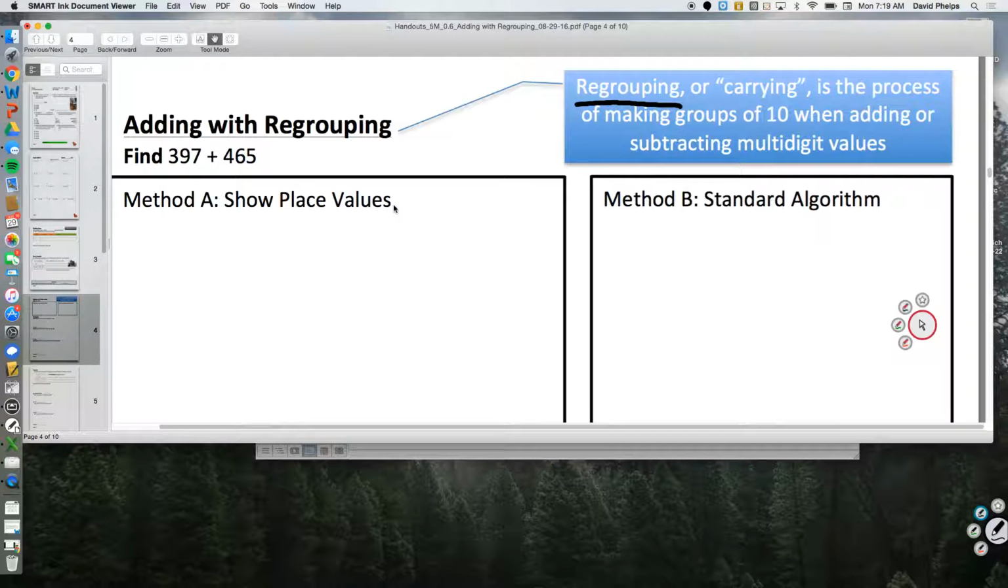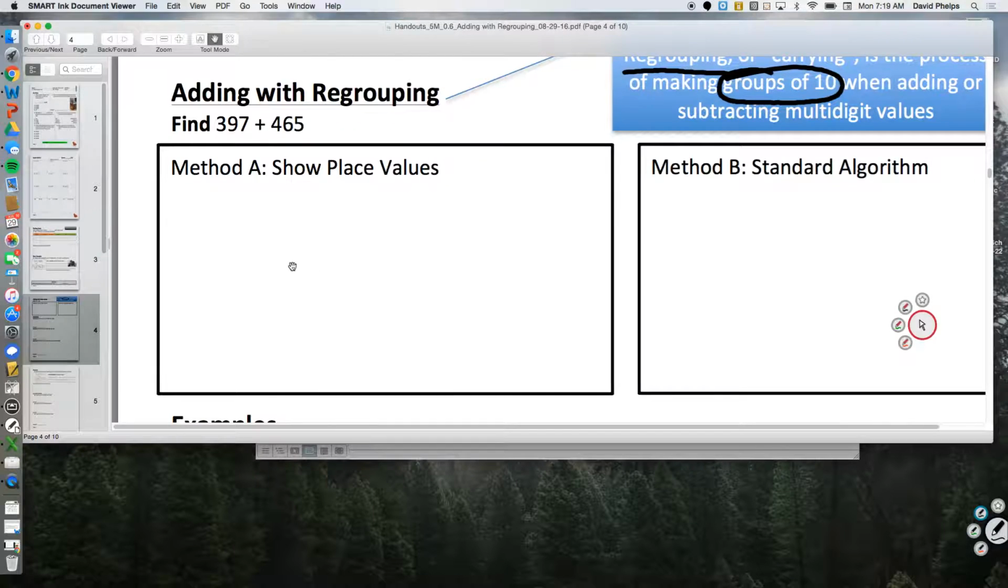Regrouping or carrying is the process of making groups of 10. Circle that. Groups of 10 when adding or subtracting multi-digit values. Now today we're just going to look at adding multi-digit values, and we're going to focus on how we regroup when we add. Let's look at the first problem here.